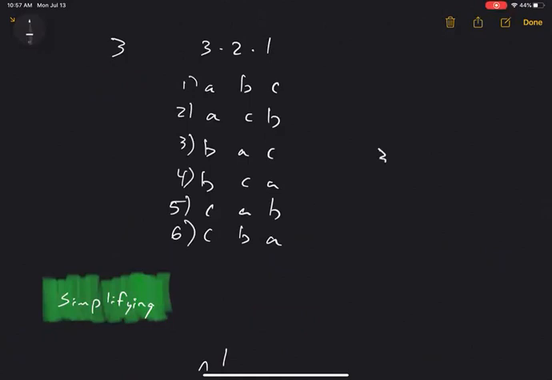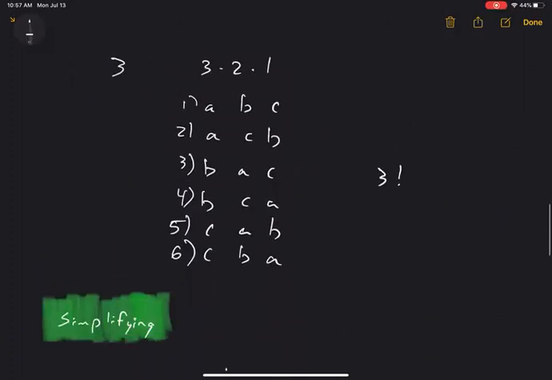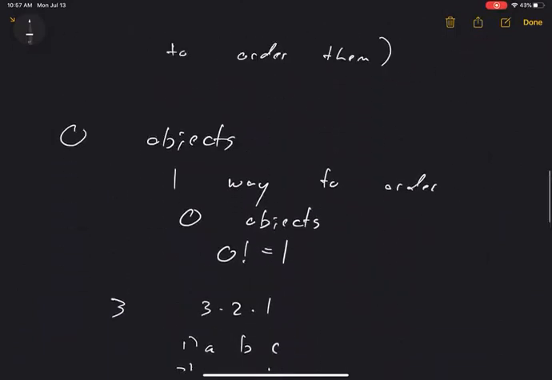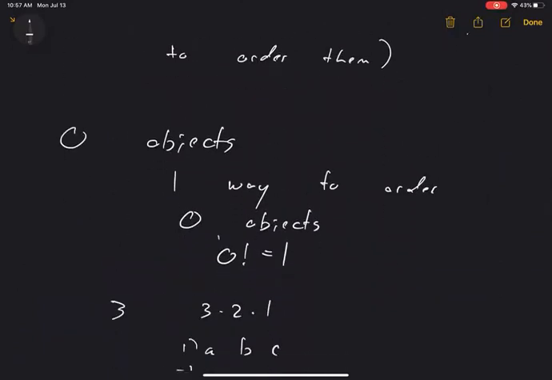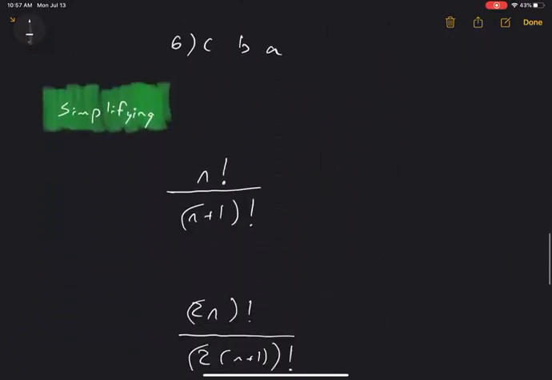And that matches up with our idea: 3 objects, 3 factorial ways to line them up. So that's kind of where factorial comes from. This idea of ordering stuff is not really necessary for you. If you just want to memorize that, that's fine.